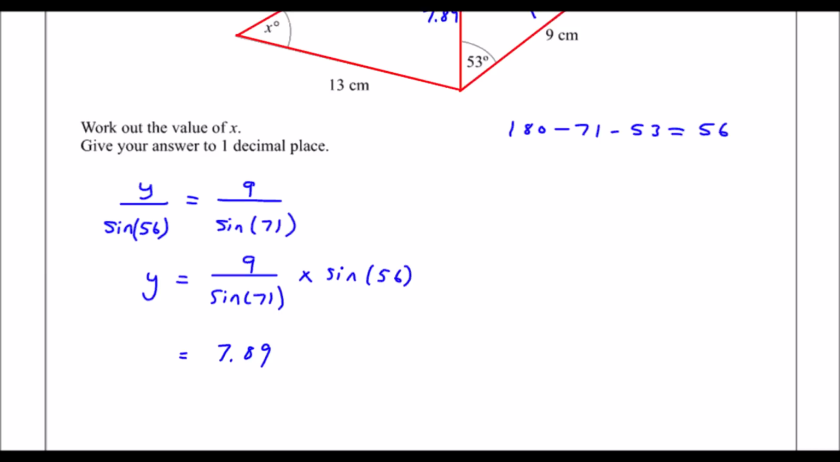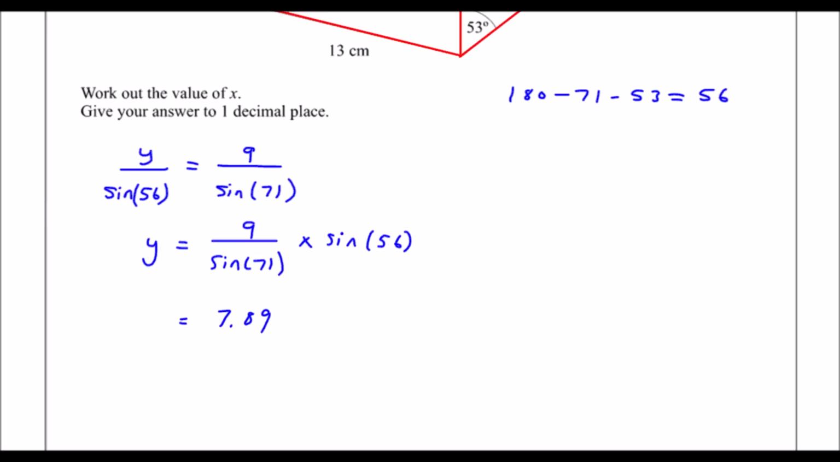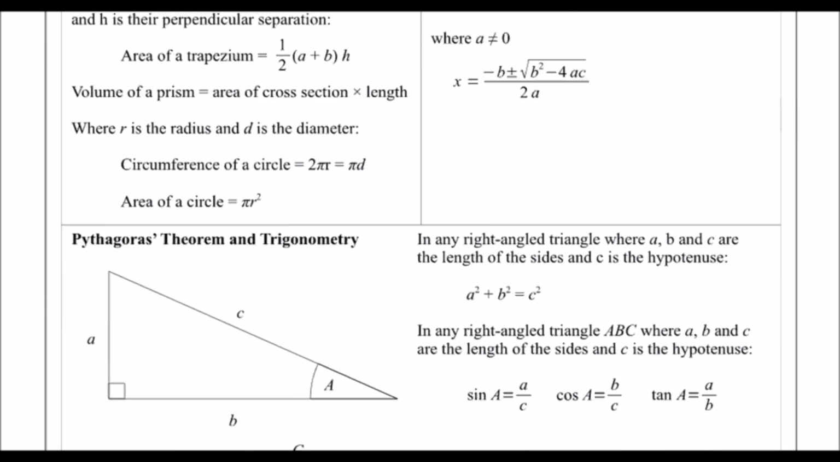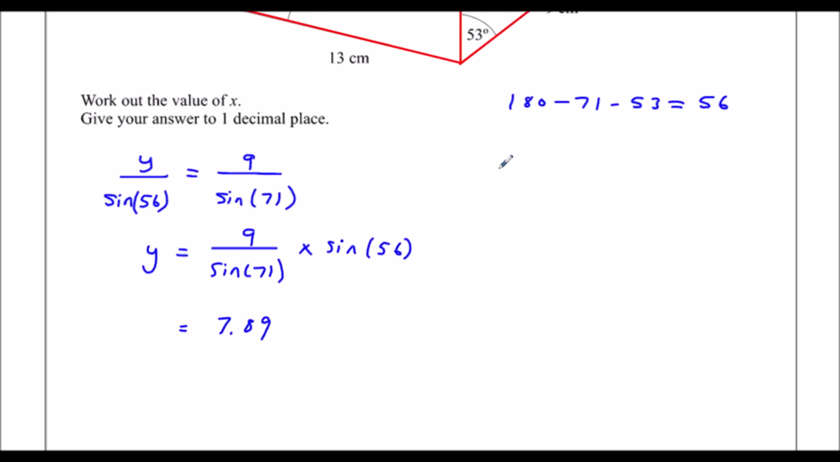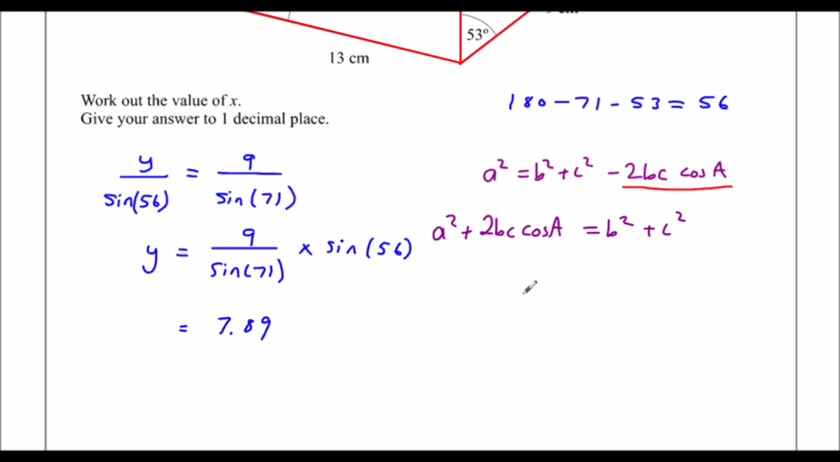So we want the cosine rule to find an angle that's not given to us in our formula sheet. We're given the cosine rule to find a length in the form a squared equals. So what we can do, we can rearrange that version of the cosine rule to find an angle by adding this term, 2bc cos A, to both sides. So we've got a squared plus 2bc cos A equals b squared plus c squared. Then take away a squared from both sides, and then divide both sides by 2bc.